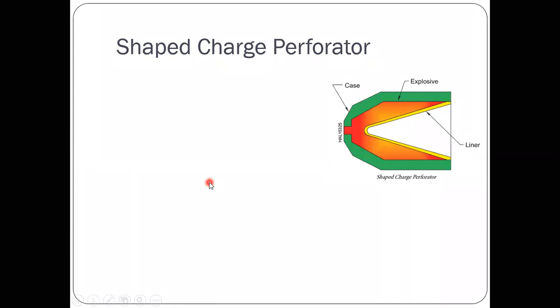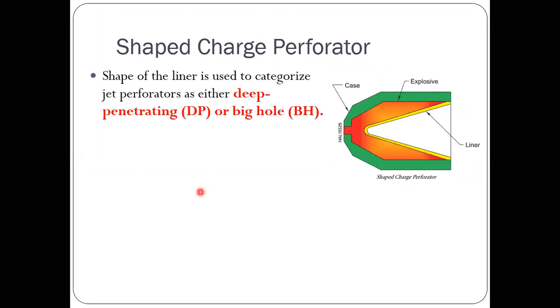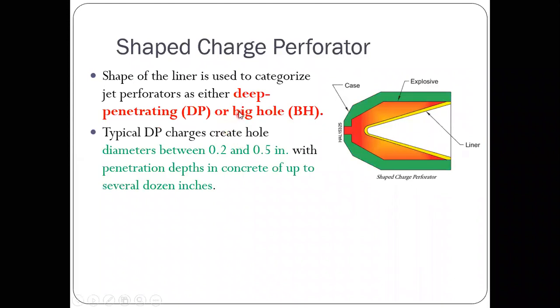So the liner design, as we have discussed, has tremendous influence on the perforation characteristics of a shaped charge. According to its shape, you can have two different perforators. You can classify them as deep penetrating DP or big hole BH. Sorry, it's not deep perforating, it's deep penetrating DP.